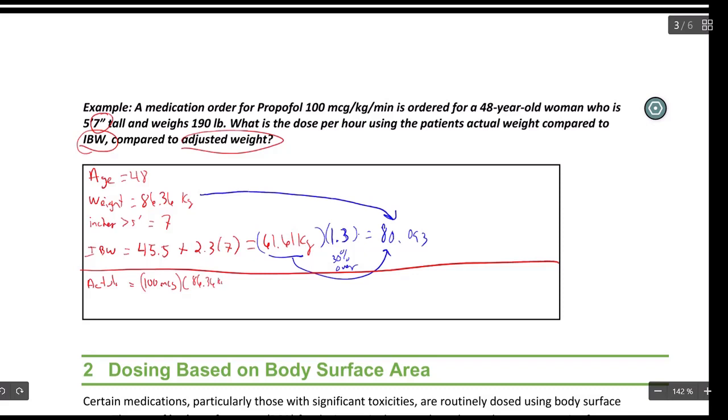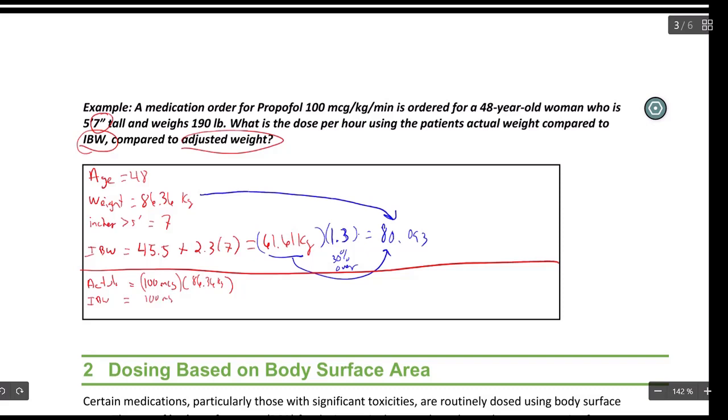And per minute. Excuse me. If I wanted to know what their dose was for their ideal body weight, I would get 100 micrograms.